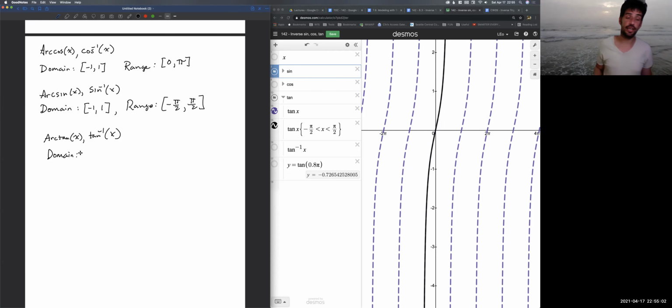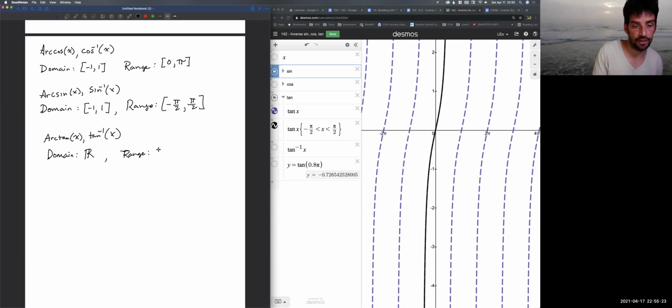Remember, the domain of the inverse tangent comes from the range of tangent, and tangent, as you can see on the graph that's still up, its range is infinite. It goes from negative infinity to positive infinity, or all real numbers. So you can put any real number into arc tangent.